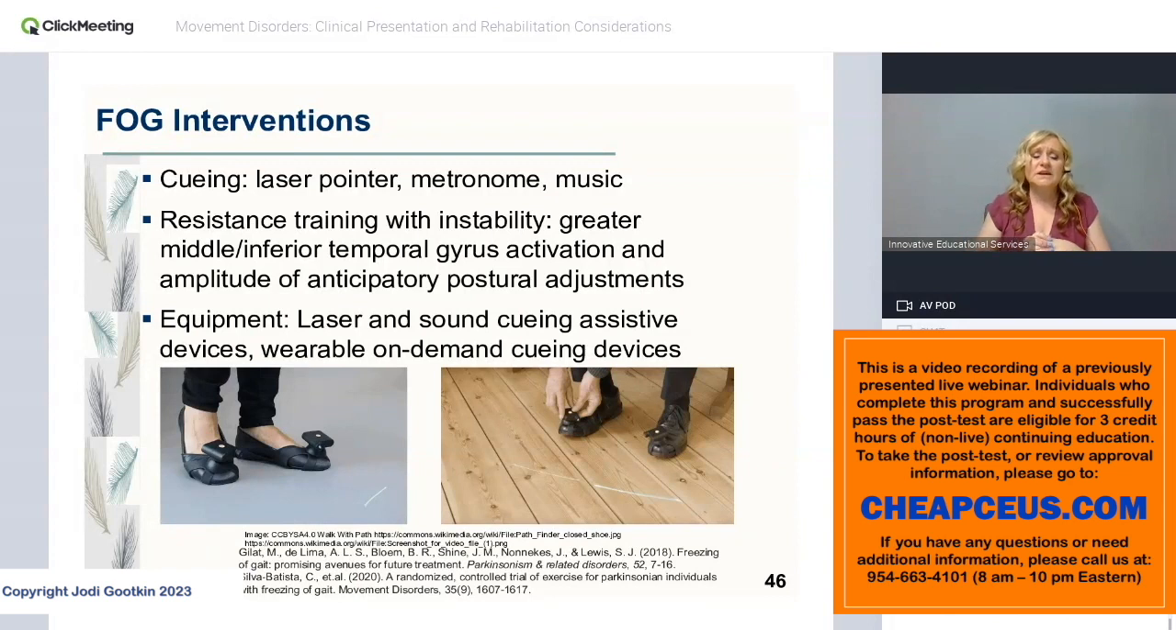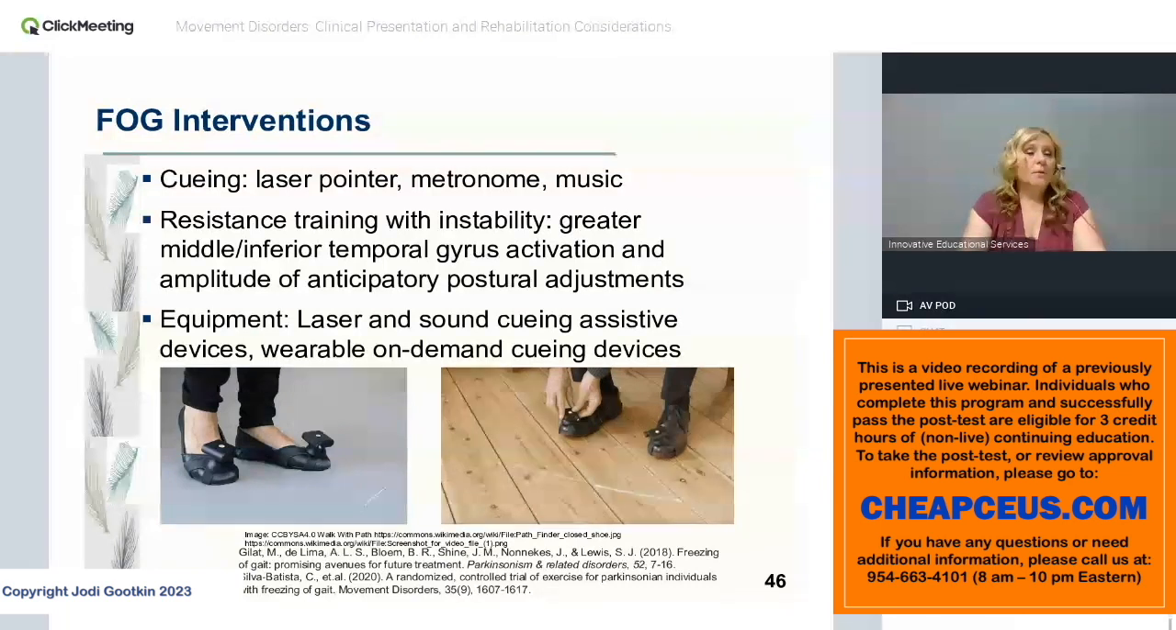They are finding that resistance training does seem to help patients. As we said, resistance training with an unstable base of support, either on a ball or, even if they're supine doing exercises, you can put them on something a little more compliant. That does seem to be more beneficial and activate different areas of the brain that help with postural adjustments and anticipating movement, which carries over to decrease freezing of gait.